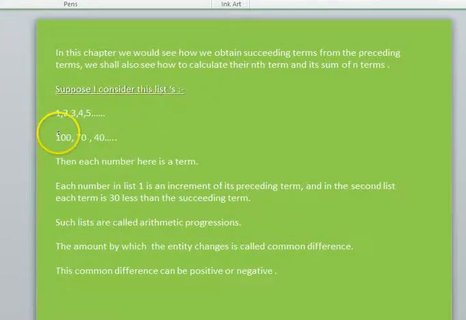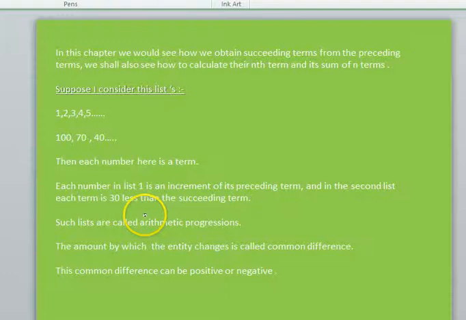Suppose I consider the list 1, 2, 3, 4, 5 and so on, or 100, 70, 40 and so on. The two consecutive terms have some difference between them, and that difference continues to go on. Suppose 1 increments to 2, 2 to 3, 3 to 4, by plus 1. Similarly, 100 to 70, it goes on with a minus 30 in each case. Each number in list 1 is an increment of its preceding term, and in the second list each term is 30 less than the preceding term.